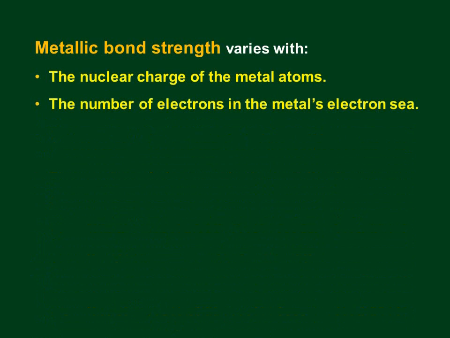Number two, the number of electrons in the metal's electron sea. As the number of electrons increases, the metallic bond strength increases also. So metallic bond strength depends on the nuclear charge, or atomic number, or number of protons, and the number of electrons in the metal's electron sea.